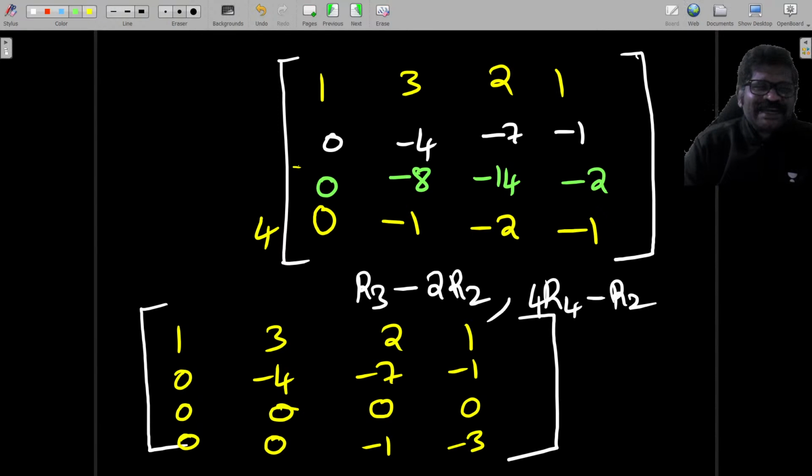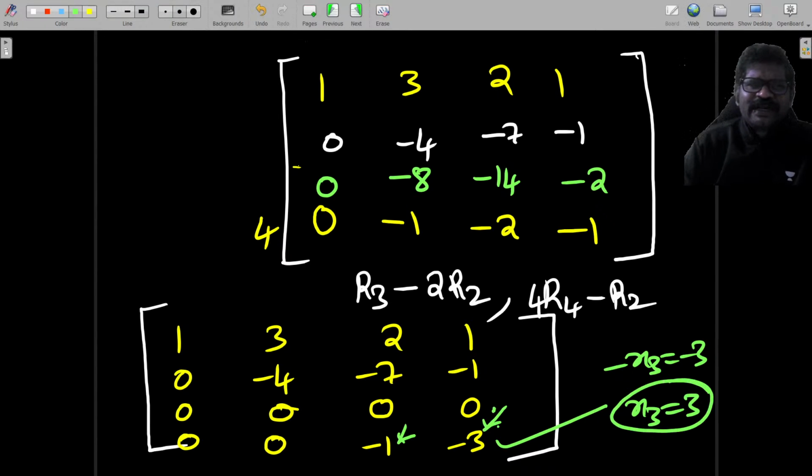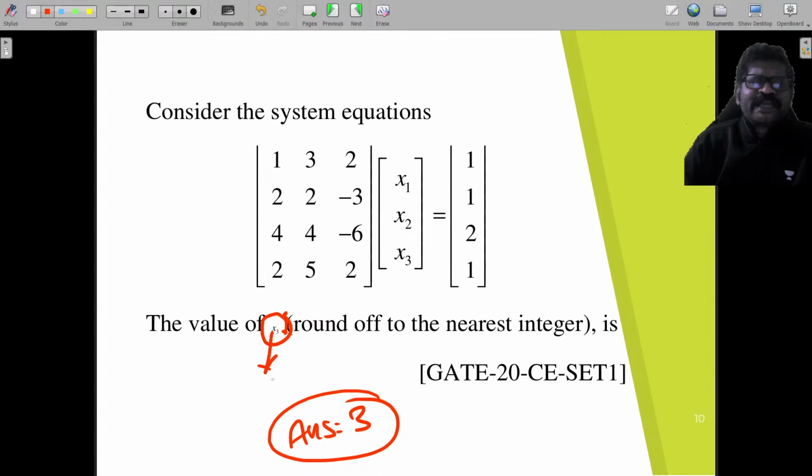We have to find out x3 value. Here x3 value you can get from the last row. Observe, actually another operation we have is R3 interchange with R4. Without interchanging also you can estimate the answer. Minus x3 equal to minus 3, x3 equal to 3. Answer is 3 in this problem. The value of x3 is 3. That is the answer.